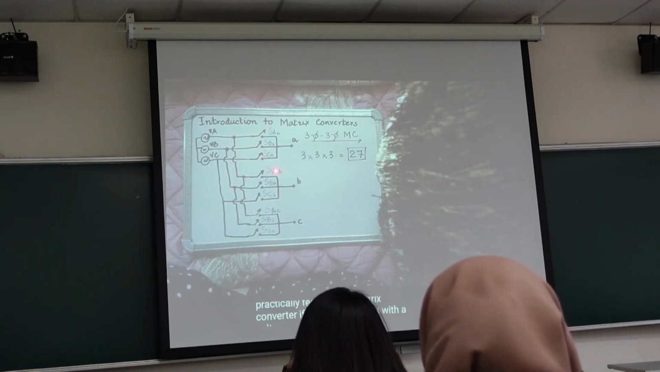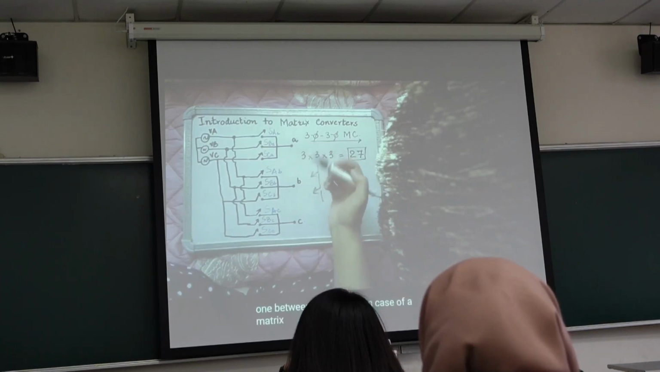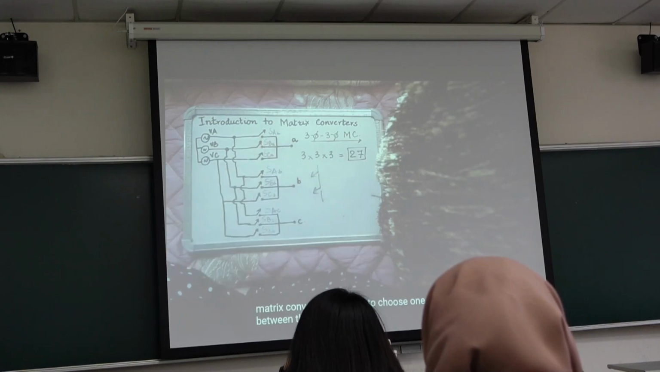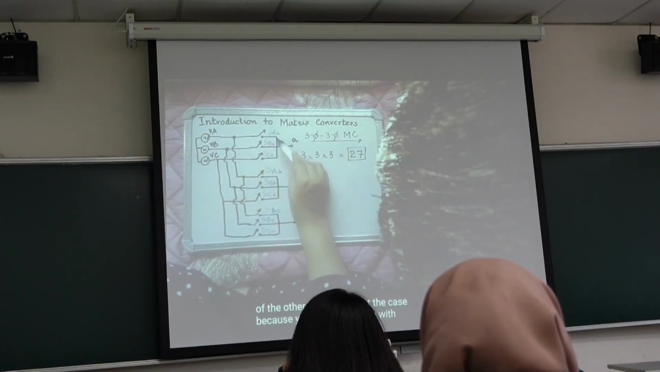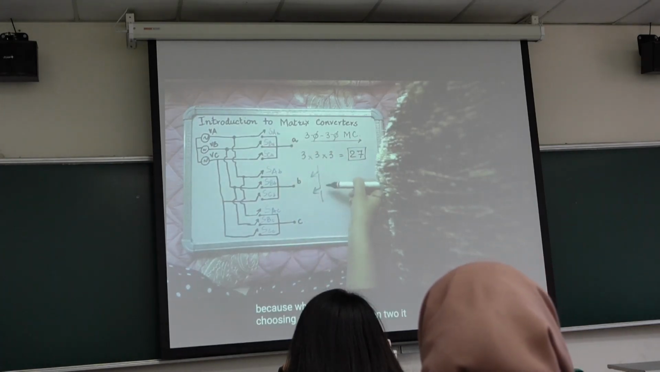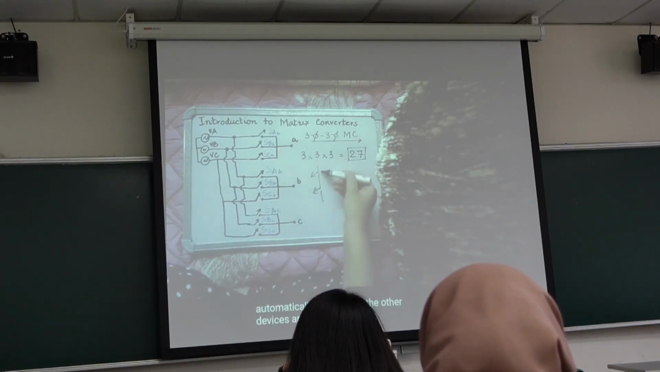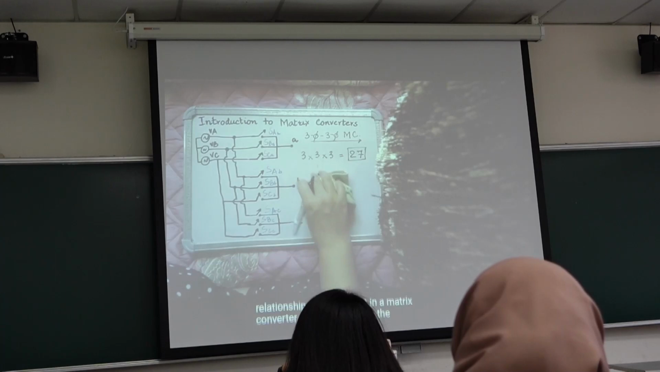If you compare this with a voltage source inverter, in each leg only one switch can turn on, and you had to choose one between 2 devices. In the case of a matrix converter, you have to choose one between 3 devices every time. In a VSI, when you are choosing one device between 2, it automatically means that the other device is the NOT of the first device. Here, that is not the case because you have to choose one between 3 devices. Therefore, a direct NOT relationship does not exist in a matrix converter.